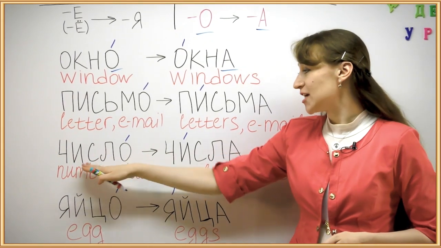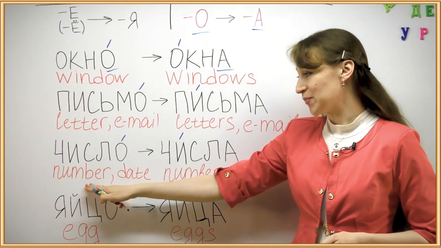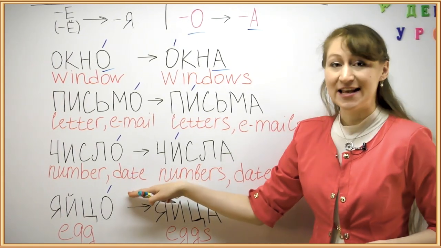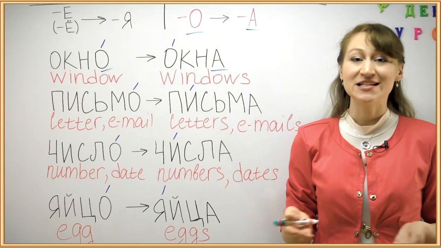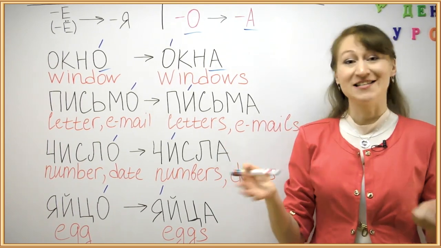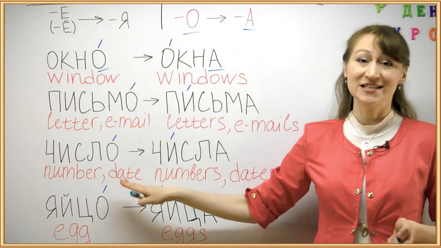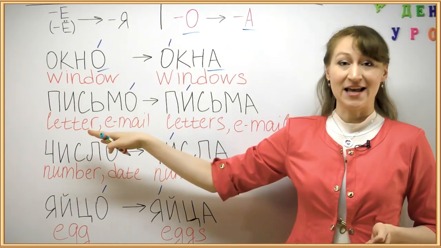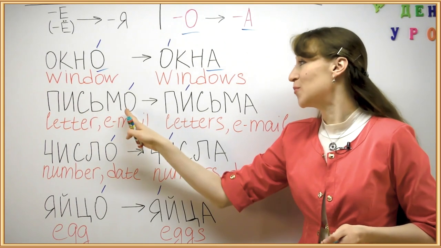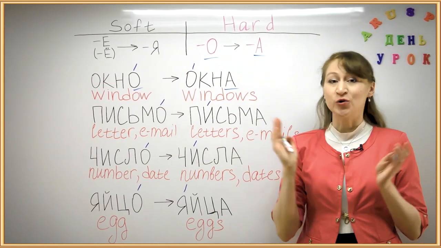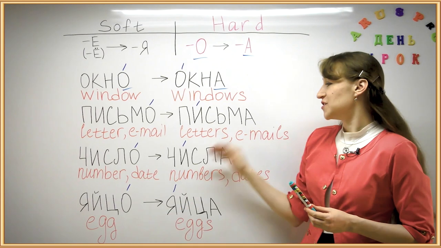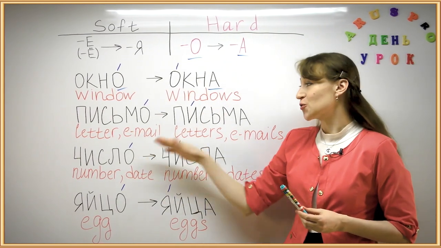One interesting noun here is число. It has two meanings. Number, as in 1, 2, 3, 4, 5, 10, 11, 12. And date. It's not a date like a meeting, like a romantic date. But it's just a date. For example, today is the 1st of January. And письмо can be a paper letter or an email. It can be the same word. Письмо. So these were short, neutral nouns with the hard ending O, and we have just seen how the emphasis shifts in short nouns.